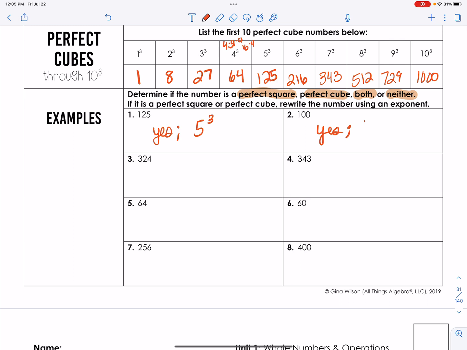It's a perfect square, 10 squared. Okay. 324 is a yes. It's one of those. It is 18 squared. 343 is a yes. It is 7 cubed. I would like you to try the bottom 4.